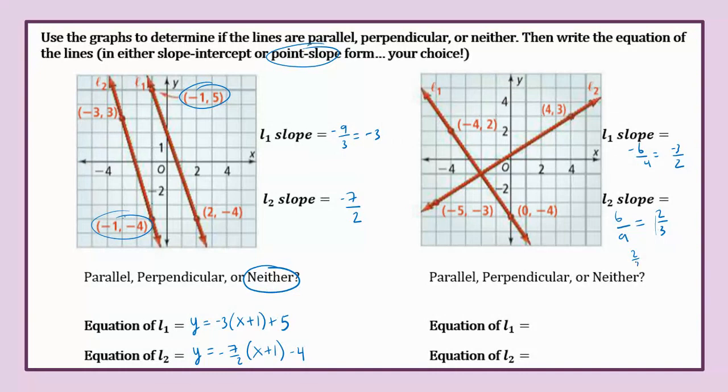And I can always check it using my rule. Right, that's negative 6 over positive 6, which is negative 1. Right, so these are perpendicular lines.